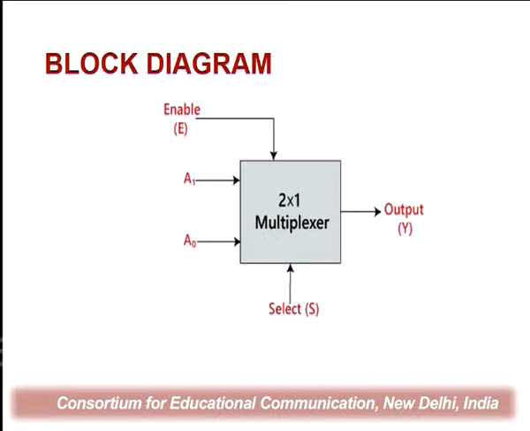On the basis of the combination present at the selection line S0, and the inputs that are going on A0 and A1, one of these two inputs will be connected to the output, and that's the part that S0, or the selection line, plays here. So this is how a multiplexer will look. You have all of the components used here: input lines A1 and A0, select line S, enable E, and an output line Y.